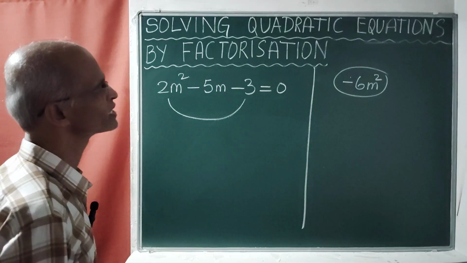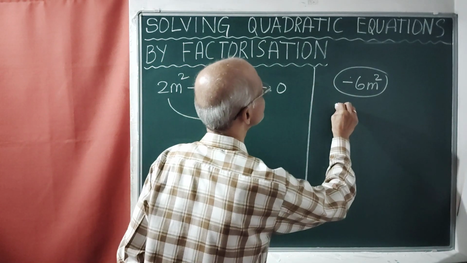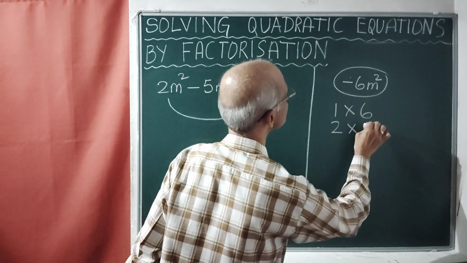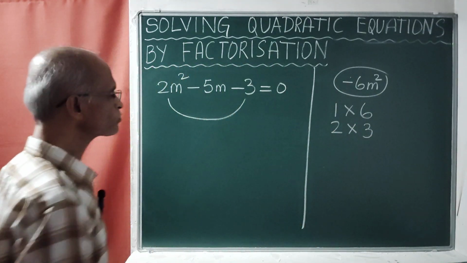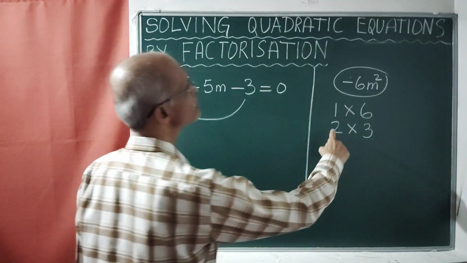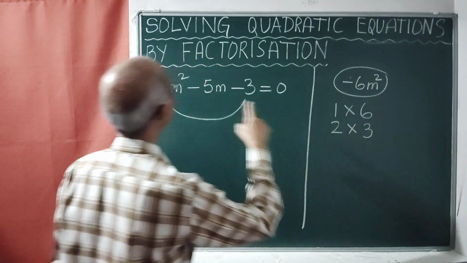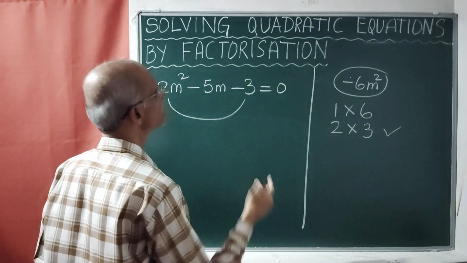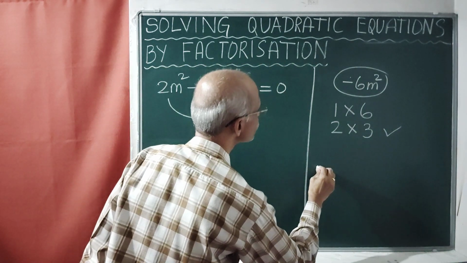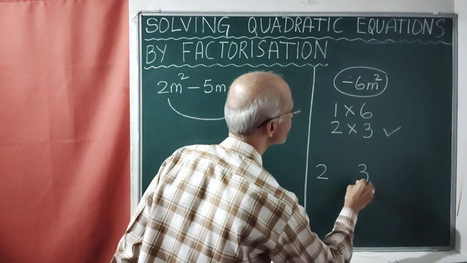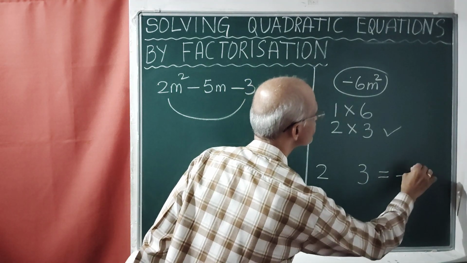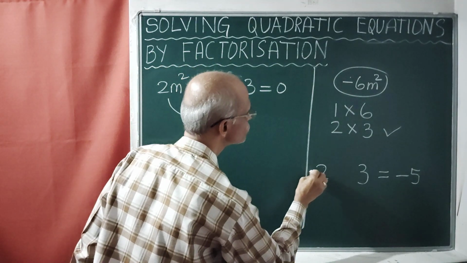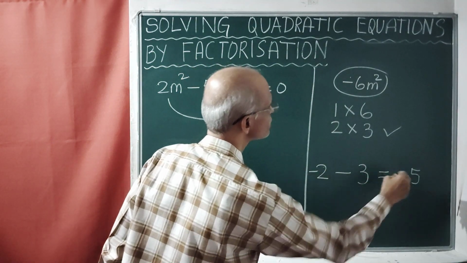Now we have to write the factors of 6. 1 6 are 6, 2 3s are 6. From this pair of factors I can get 5. Okay, but I want minus 5. So what signs do I have to give here? Minus 2, minus 3, I will get minus 5.